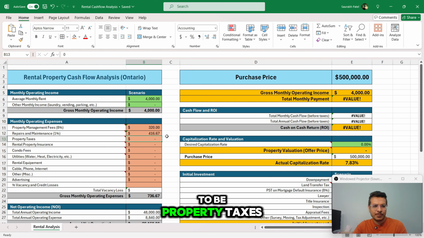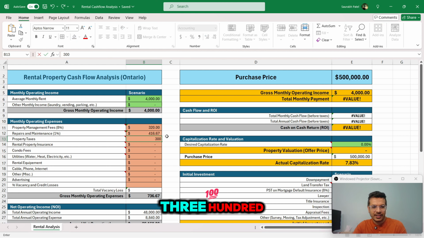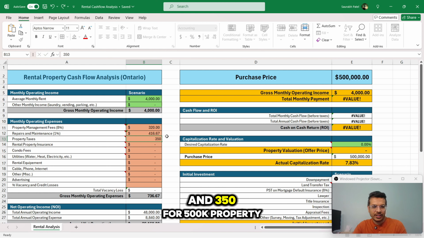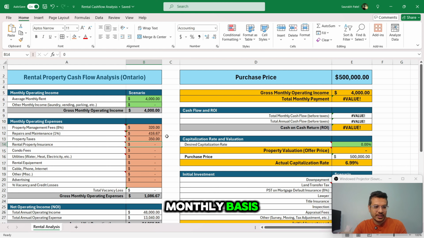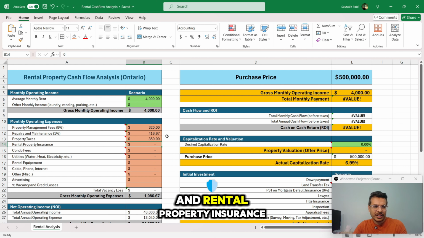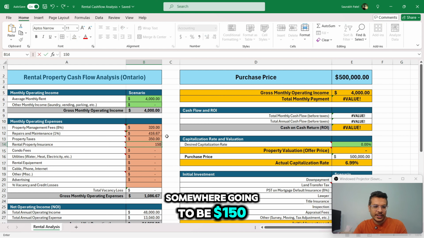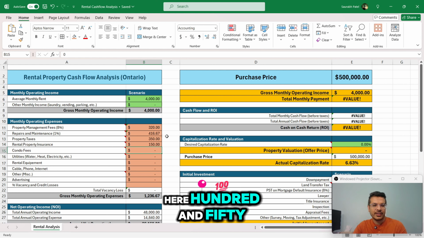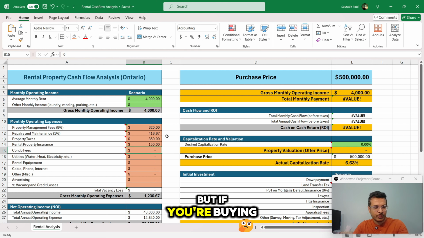Then there are going to be property taxes. So in Windsor it is going to be around somewhere $300 to $350. We'll take the higher end, $350 for a 500k property on a monthly basis. And rental property insurance is going to be somewhere around $150 for this. We'll put it over here, 150. There's no condo fee, but if you're buying a condo, you can add the condo fees for that.